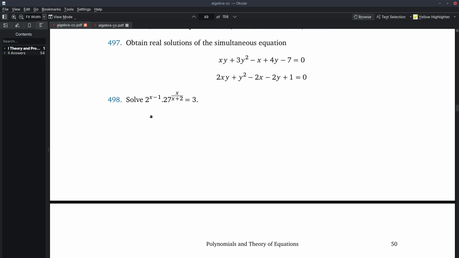We did not solve 498 because of typing issues. So I fixed that and we will solve question 498. Question 498 says that 2 to the power x minus 1 dot 27 to the power x by x plus 2 is equal to 3.